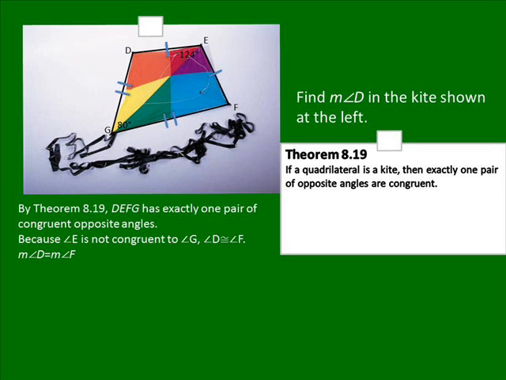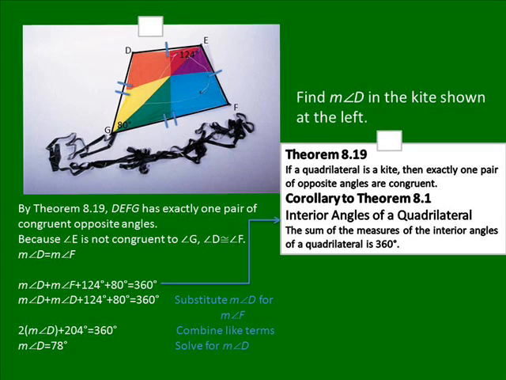Remember the properties I said before? One of those properties is that exactly one pair of opposite angles are congruent. This property is known as Theorem 8.19. So by Theorem 8.19, quadrilateral DEFG has exactly one pair of congruent opposite angles. And because angle E is not congruent to angle G, angle D is congruent to angle F.